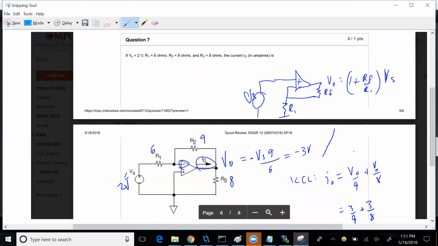VO is minus 3, so it's minus 3 over 9 plus minus, so it's negative. And that makes sense because, you know, VO being a very low potential, all the currents are going to be dropping into the VO node, so the IO is going to have to take that up. So it's going to have to be absorbing current to hold that voltage.